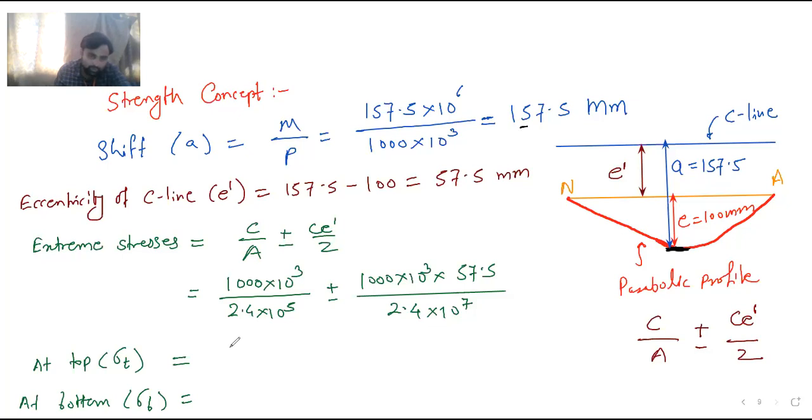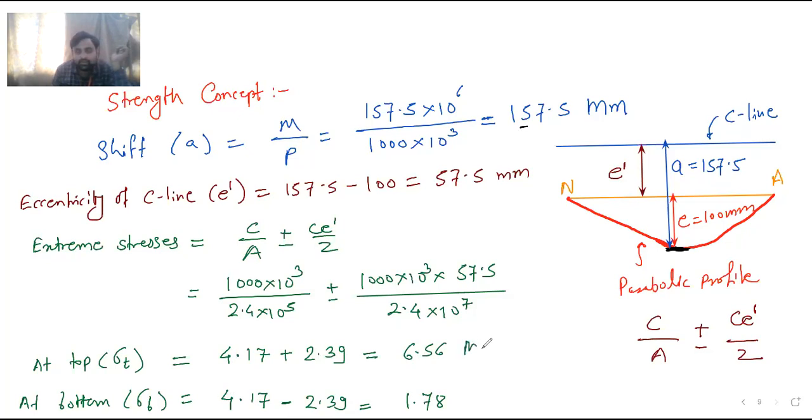So first, P by A is 4.17. We have already calculated. C dash by Z, let me know the value. At the top it is plus, at bottom it is minus. Now, what is the value of C dash by Z? 2.39. Here it is minus 2.39. Let me know the final answers. Here it is 6.56 and 1.78 MPa.